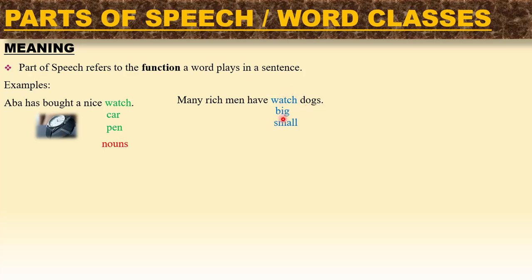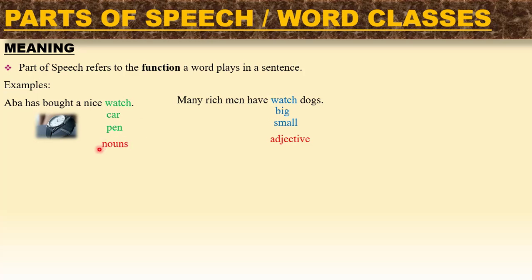In English, words that describe nouns are called adjectives, which means that in this sentence, watch is not functioning as a noun. It is not naming anything. It is describing the noun dogs. Therefore, here, the same word has become an adjective because of its function in the sentence. That is the meaning of a word class.